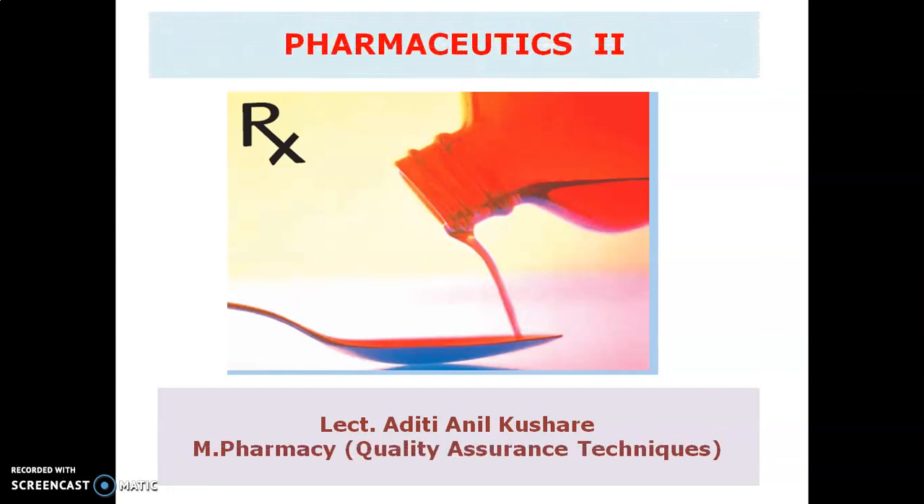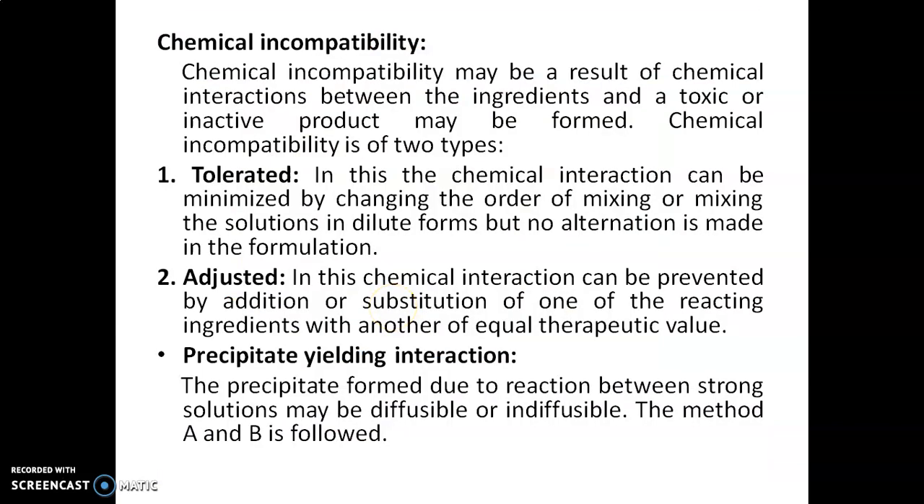Today we will discuss the practicals from Pharmaceutics 2. In previous sessions we discussed incompatibility. There are a total of 3 types of incompatibility: physical, chemical and therapeutic. So now let's discuss chemical incompatibility. Chemical incompatibility may be a result of chemical interactions between the ingredients and a toxic or inactive product.